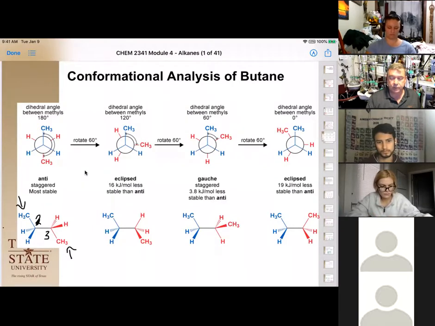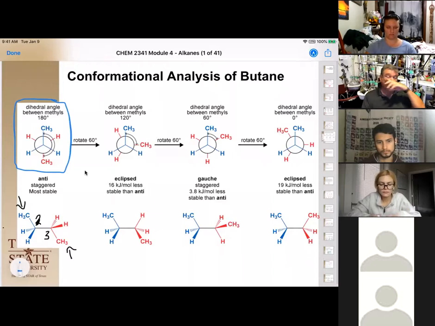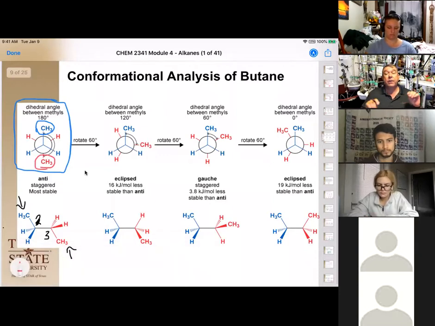In this first configuration, right here, this is our starting configuration. This is what we call anti. It's in a staggered configuration, but the two largest groups are 180 degrees apart. See how this group here in the front is on top, and this group in the back is on the bottom. They are as far apart as you can get them. So this is what we call the anti configuration, or the most stable staggered configuration, because there's the least amount of electron repulsion with those large groups.